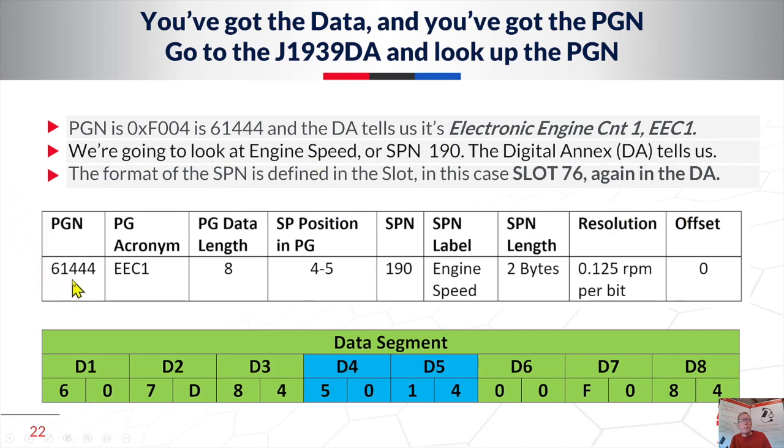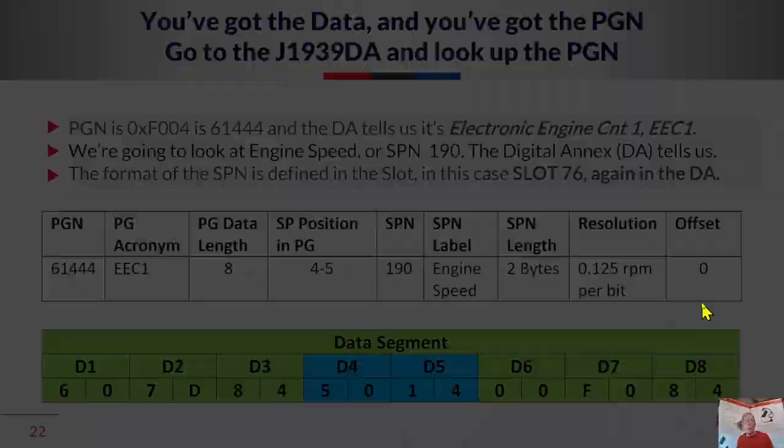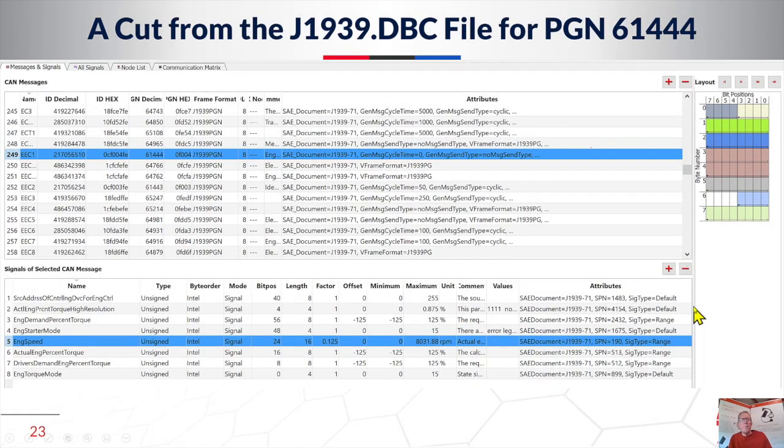The PGN in decimal, its acronym. This message is 8 bytes long. The signal we're interested in, SPN 190, resides in bytes 4 and 5. I've turned those blue here. It is 2 bytes long. There's a resolution of 0.125 RPM per bit. This is engine speed, so it's in RPM. It's got a 0 offset. And we're working on this one signal.